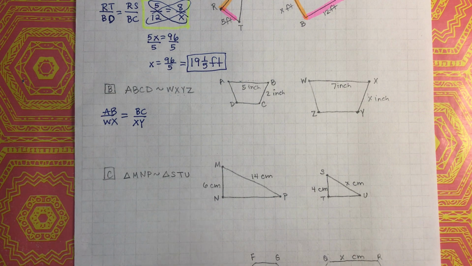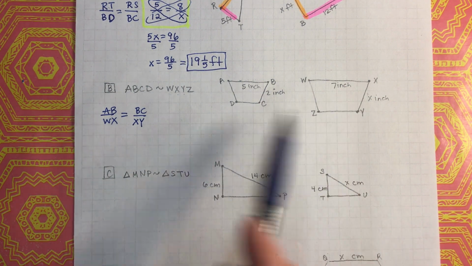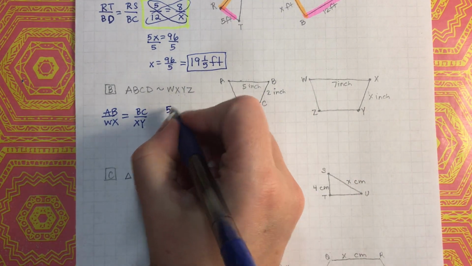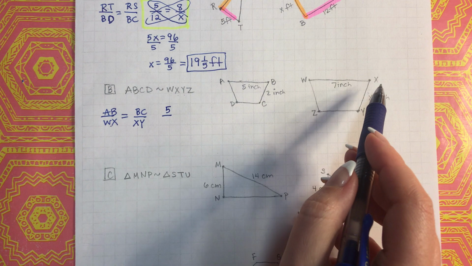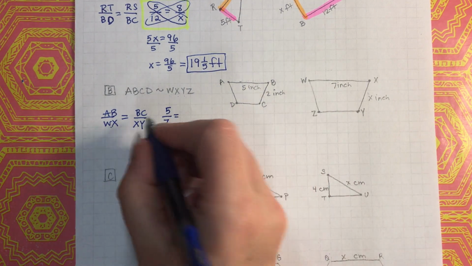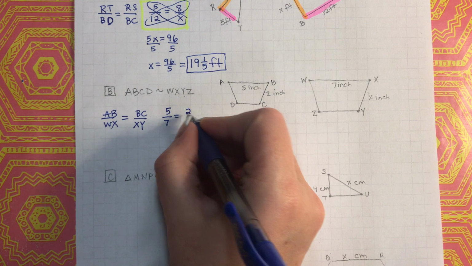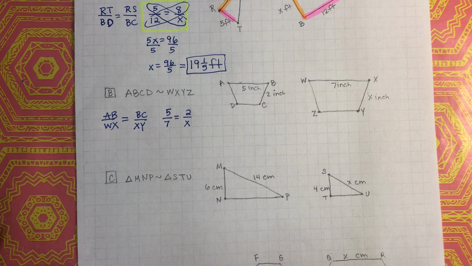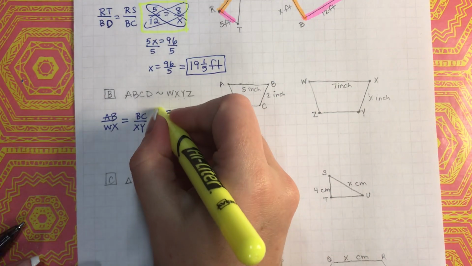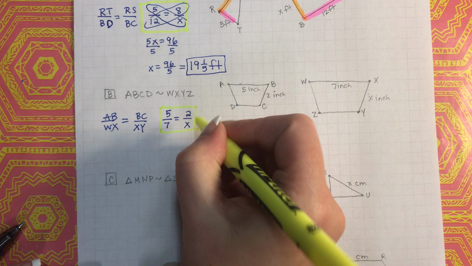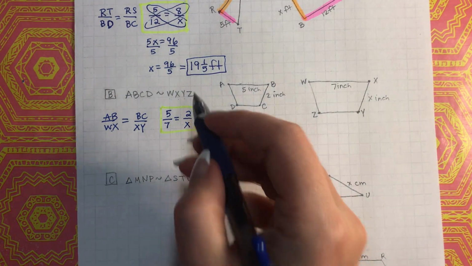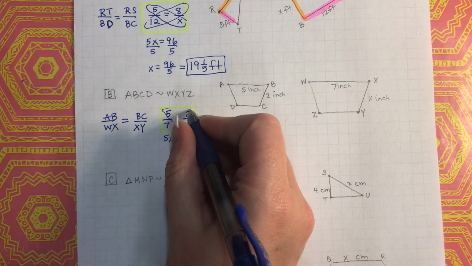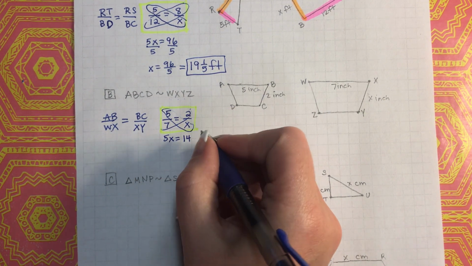And then we have our proportion, right? We want to figure out the value of x. Then we just substitute the numbers in. So AB is 5 over WX, which is 7, equals BC, which is 2, over XY, which is x. And then, like we just did, we're going to use this proportion to figure out what x is. So we can just use the cross products property. And we have 5 times x, or 5x, equals 2 times 7, or 14.